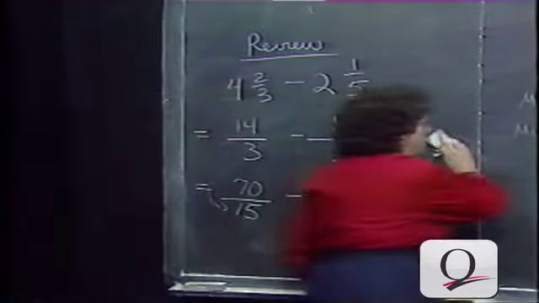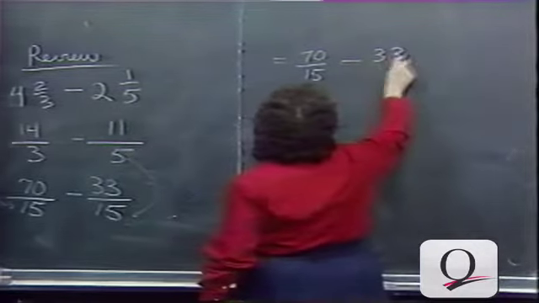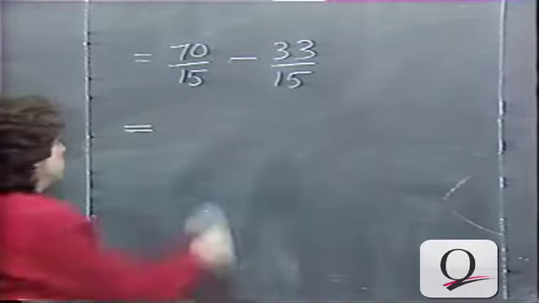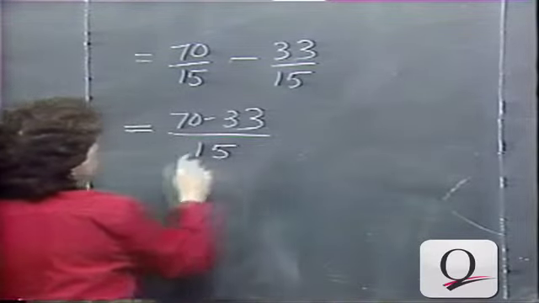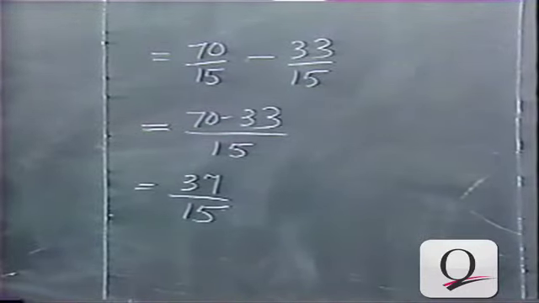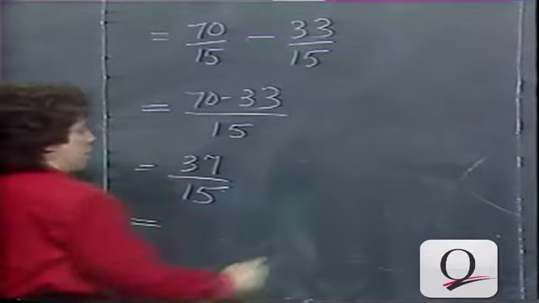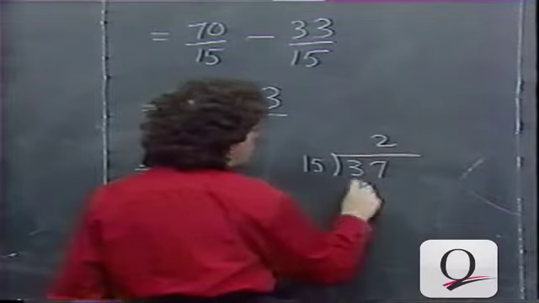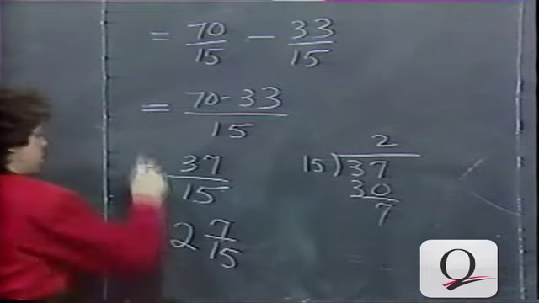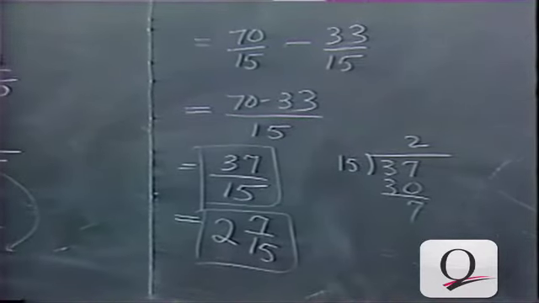So we have 70 fifteenths minus 33 fifteenths. We have now the same denominator, so we can combine the numerators. 70 minus 33 all over 15, or 37 over 15. And that can be either left in that form as a so-called improper fraction, or reduced or written as a mixed number. How many times does 15 go into 37? Twice, with a remainder of 7. So it can also be written as 2 7/15. So either this answer or that: 37/15 or 2 7/15. And that brings us to the end of this tape.